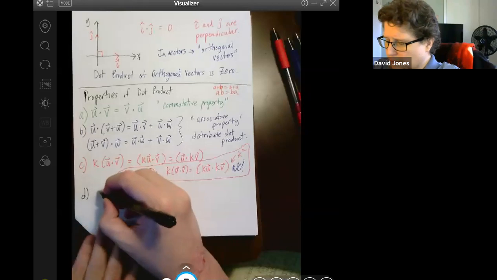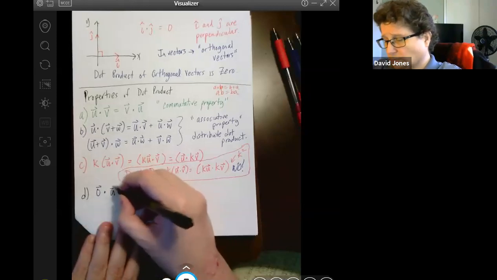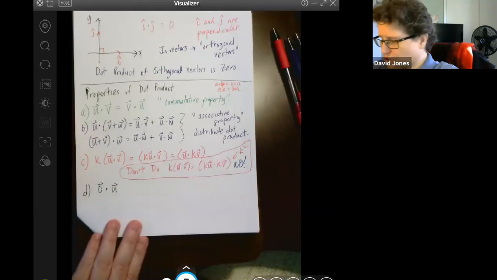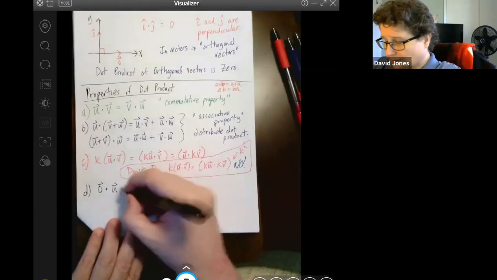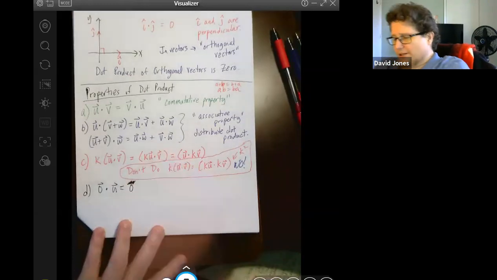What happens when we multiply anything by 0? This transfers over just fine. It's 0. Oops, not a vector. Dot product does not result in a vector.